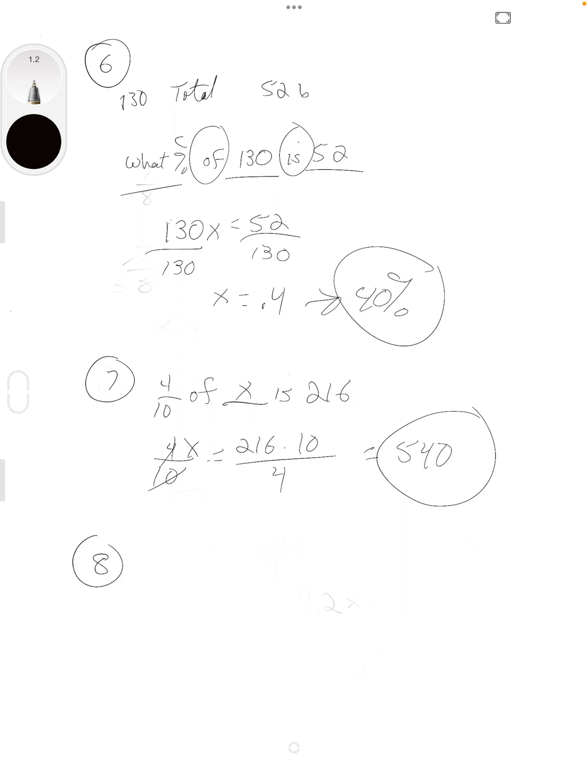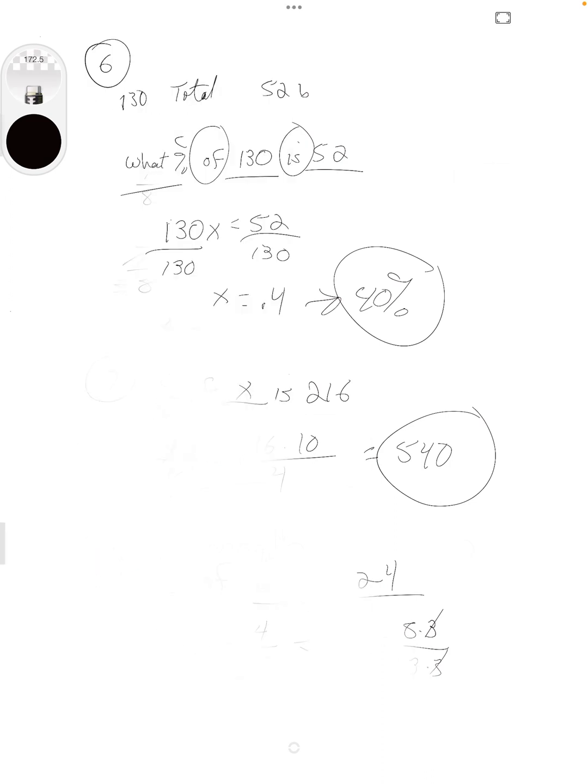Number 8, what fraction of 39 is 24? Okay, 39x equals 24. Divide both sides by 39, and I get x equals 24 over 39. 3 goes into both of those, so that's 8/13. And you could write that as 24 is 8 times 3, and 39 is 13 times 3. 3's cancel. So you end up with 8/13. Okay, moving on.